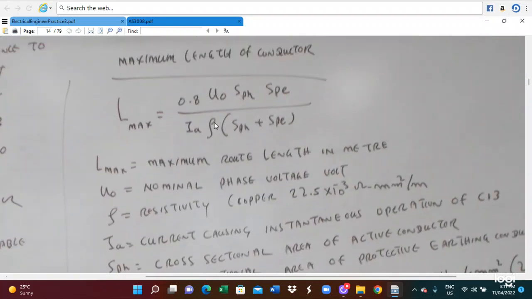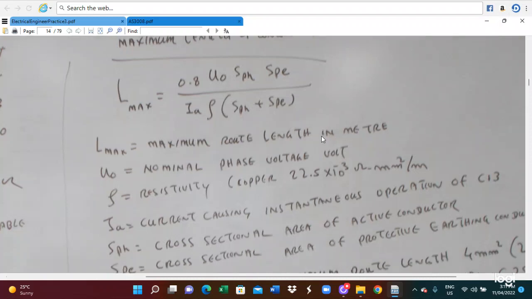The next one is the maximum length of the conductor. How long the cable you should draw to comply with the AS/NZS 3000 rule. So this is the maximum length of the conductor. For any circuit, how long you should draw the cable. So L maximum depends on this equation: 0.8 multiplied by U0 SPH SPE divided by IA rho (SPH plus SPE).